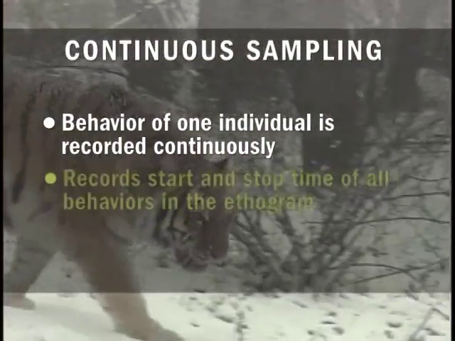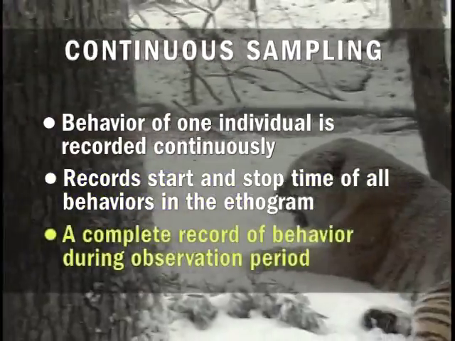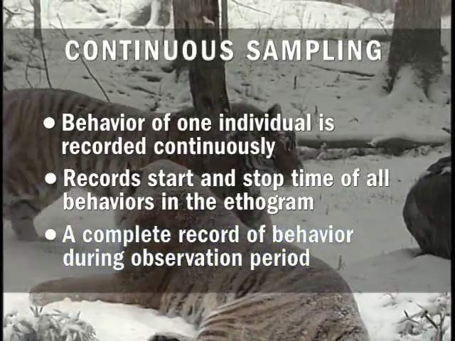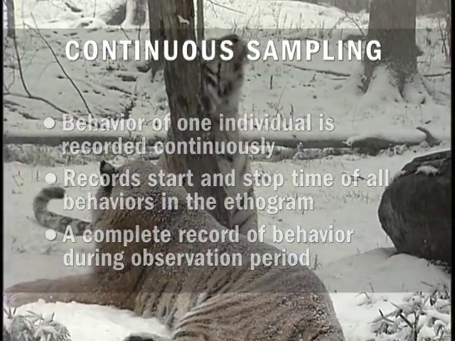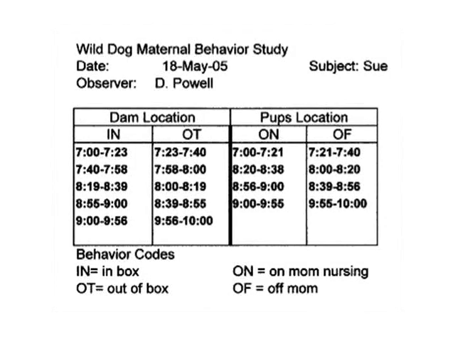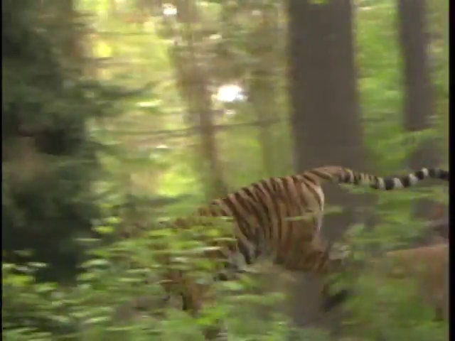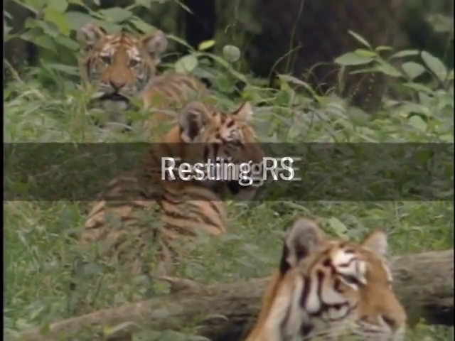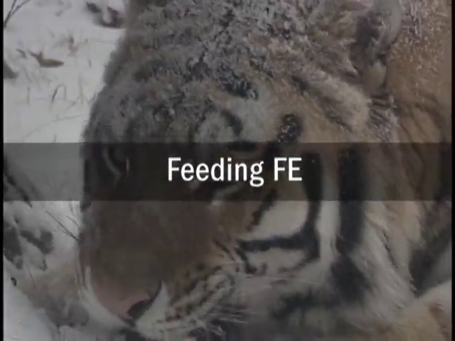In this method, you record when each behavior begins and when it ends, with no breaks between behaviors. Focal animal sampling will produce a complete record of what the animal did during the time you observed it. This is one of the reasons your ethogram needs to be exhaustive and the behaviors mutually exclusive. Data collected using focal animal sampling looks like a list of the start and stop times of the behaviors on the ethogram. To expedite your data collection, you can use two-letter codes for each behavior, such as RS for resting and FE for feeding. And a digital stopwatch is handy for any data collection where the behavior is timed.